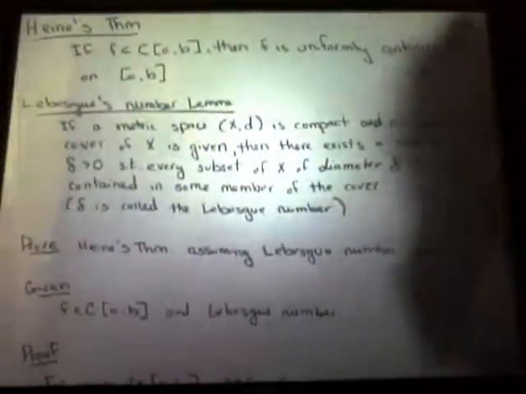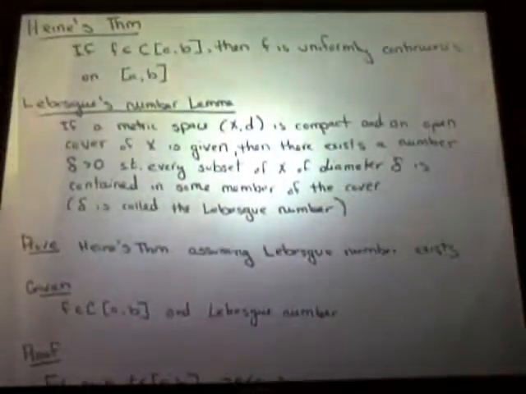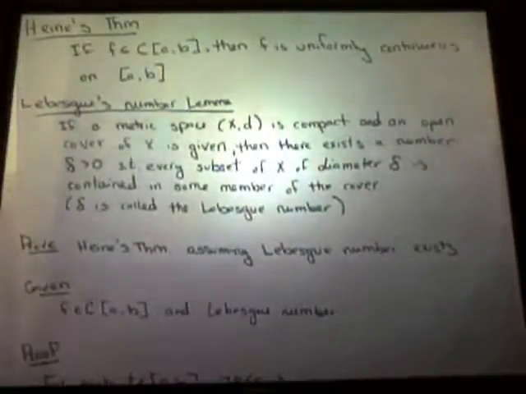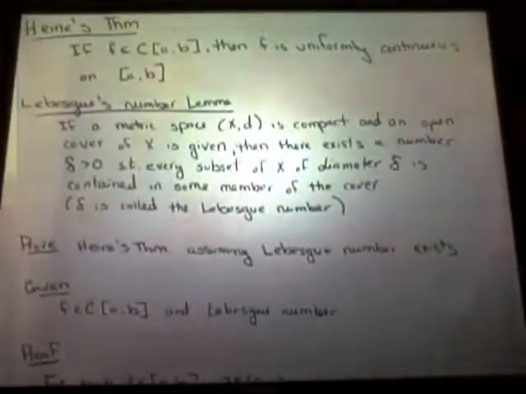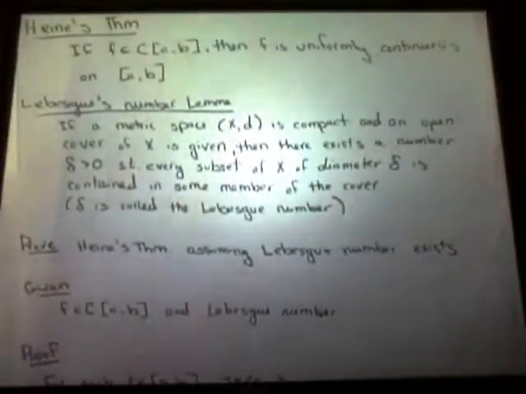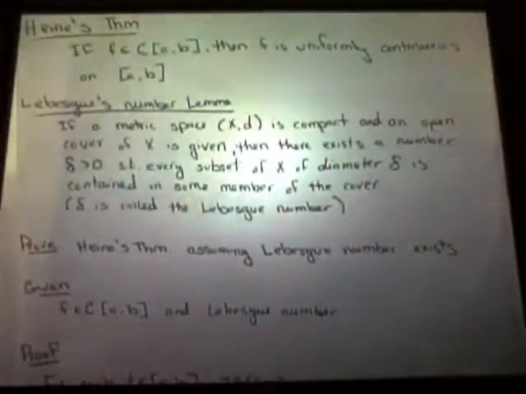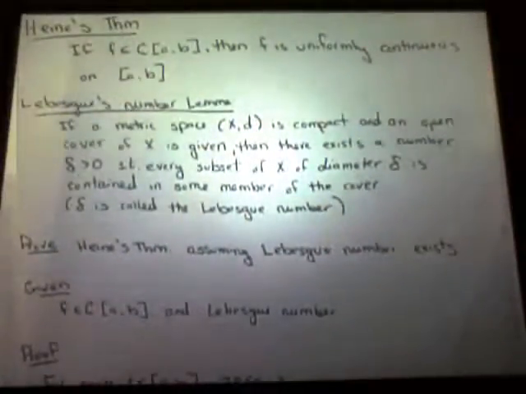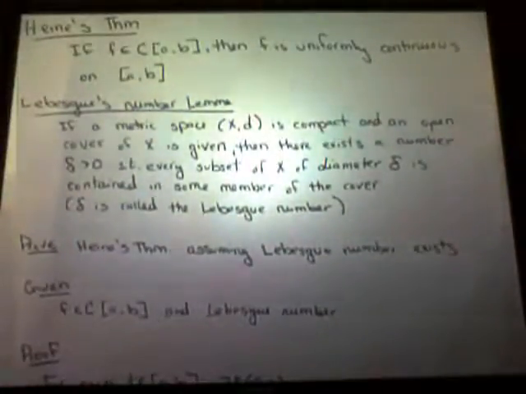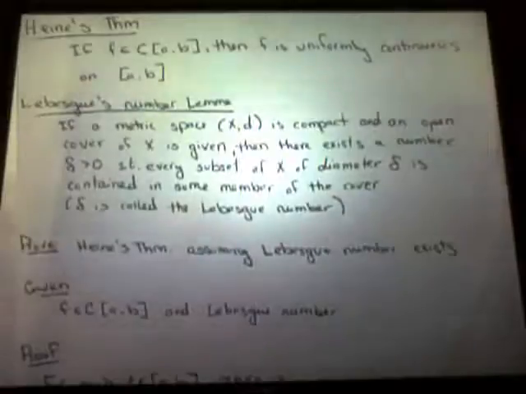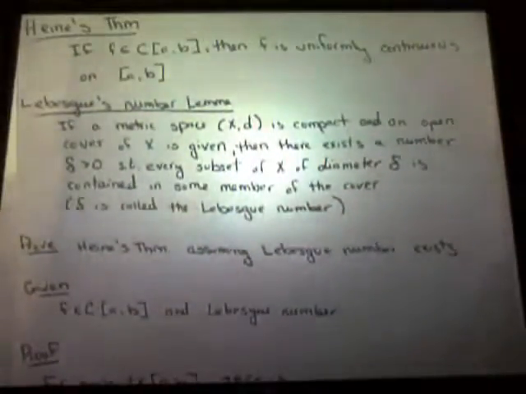I wrote the Heine theorem up there, and I took the Lebesgue number definition from Wikipedia, just to have a nice definition up there. If a metric space X, d is compact and an open cover of X is given, then there exists a number delta greater than 0 such that every subset of X of diameter less than delta is contained in some member of the cover, and the delta here is your Lebesgue number.